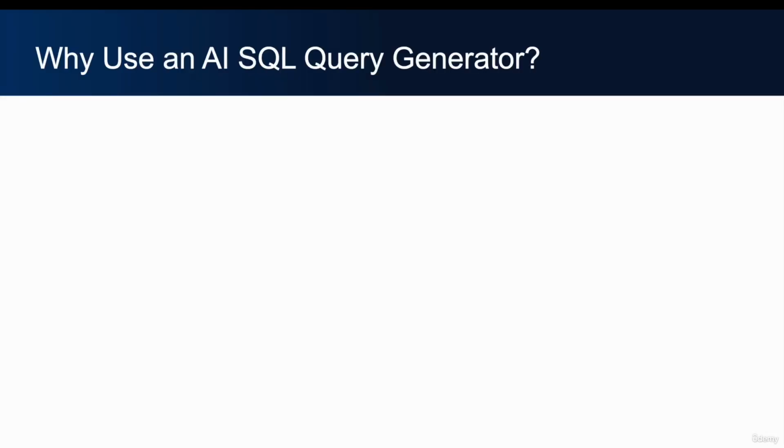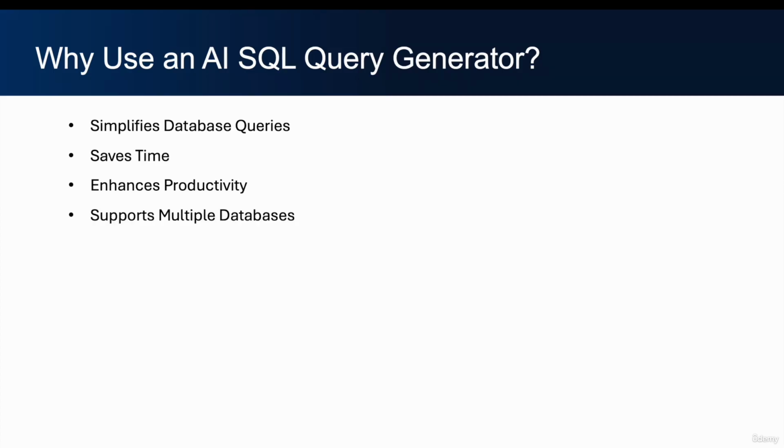Now, why use an AI SQL query generator? It simplifies database queries; it converts plain text into SQL automatically. It saves time; it reduces manual SQL query writing. It enhances productivity and helps business users extract insights without SQL expertise. It supports multiple databases, and works with MySQL, PostgreSQL, SQLite, etc. It optimizes query performance and suggests best practices for SQL efficiency.